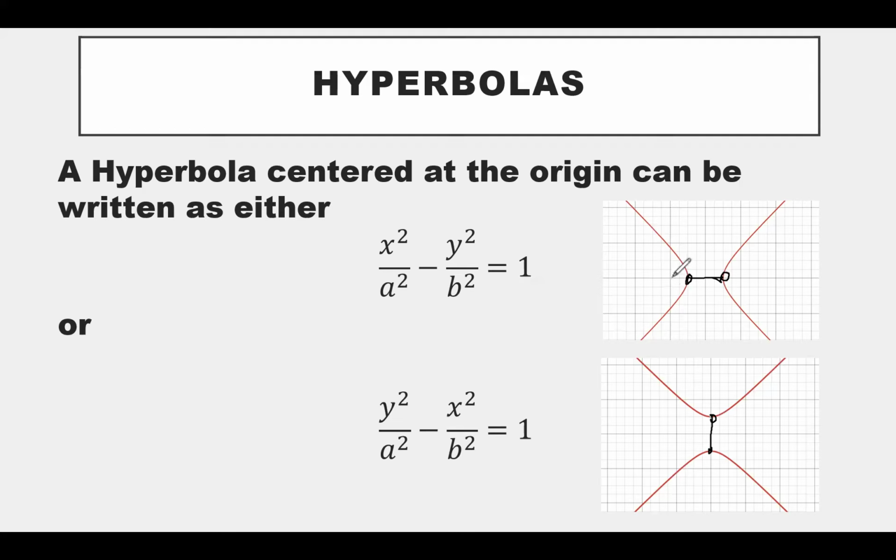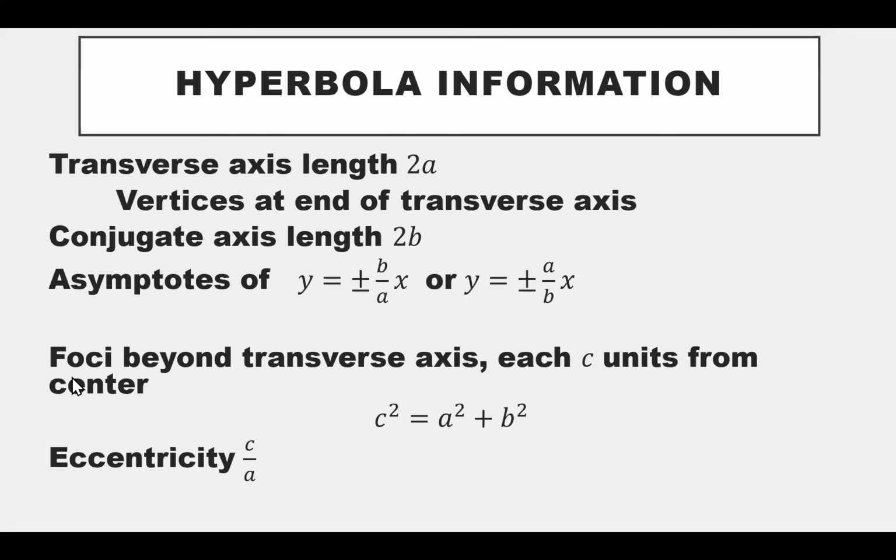Now there's going to be foci that I call being on the interior portions of these two parts of the hyperbola. So there's going to be two foci. Each focus is going to be on the interior of one of the parts of the hyperbola. Since they're on the interior parts of the hyperbola, they're just beyond the transverse axis ends. So we're moving in the transverse direction, and they're going to be C units from the center.